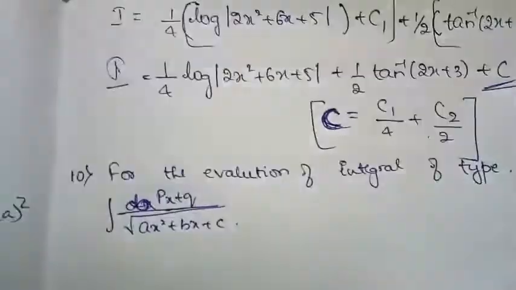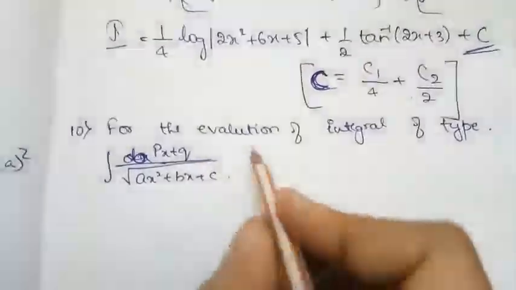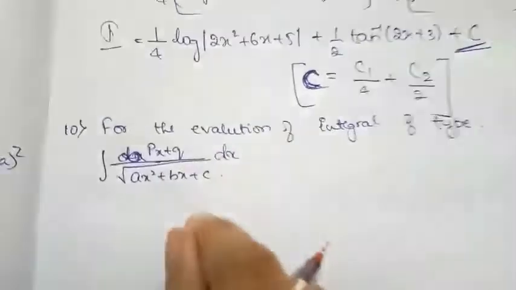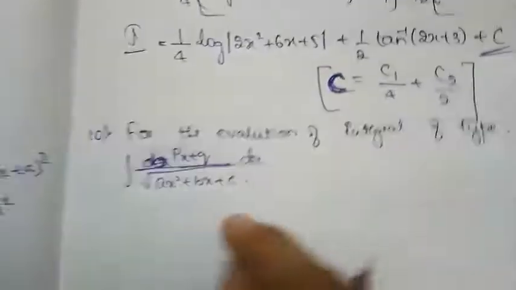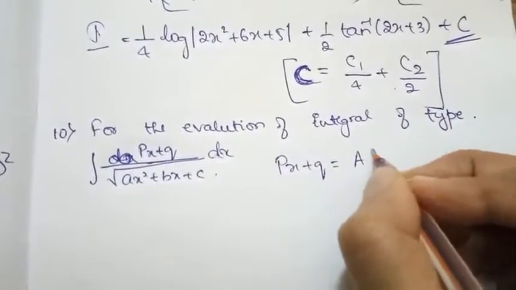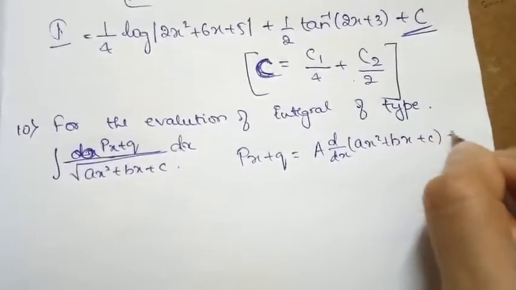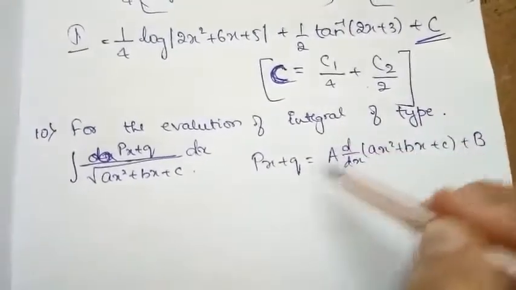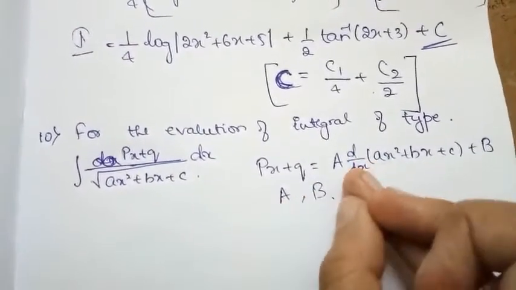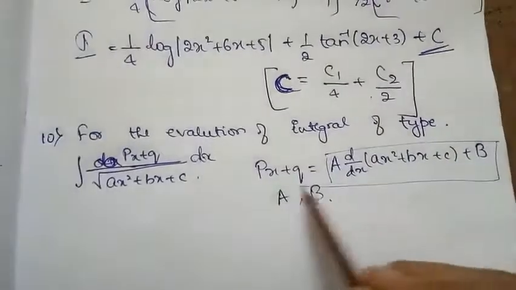The last form of this concept is the integral of a special type of function, (px + q) divided by the square root of ax² + bx + c. In the beginning we will start by taking px + q equal to A times the differentiation of ax² + bx + c, plus B, where A and B are constants. After that we get the values of A and B, use them in this equation, and substitute in place of px + q.